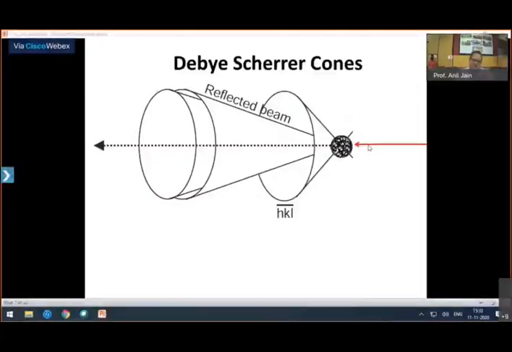And now if you have a d value present in your sample, then as per 2d sin theta equal to lambda, d is the property of your sample and lambda is fixed, so you should get this cone at a couple of values of theta, which will be determined by the properties of your sample. This is how you get the information about the structure of your sample.